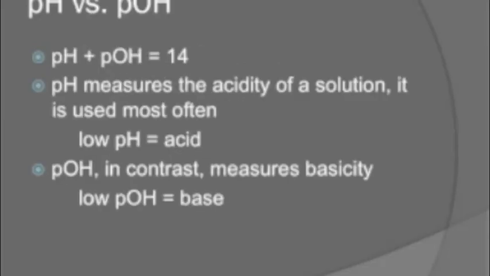Besides pH, there is also pOH. pH measures the acidity of a solution, and the lower the pH, the more acidic it is, while pOH measures the basicity, which is how basic a solution is. The lower the pOH, the more basic the solution will be. When added together, pH plus pOH will always equal 14, which will help you in conversion factors between the two.